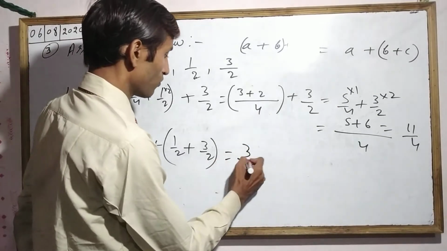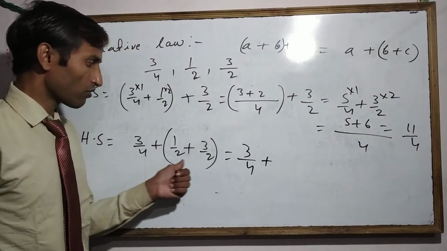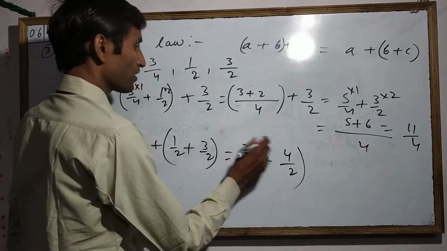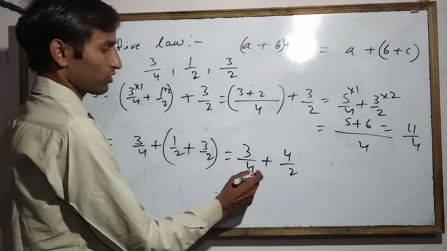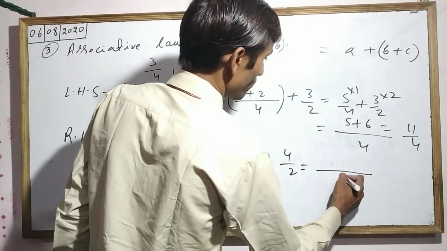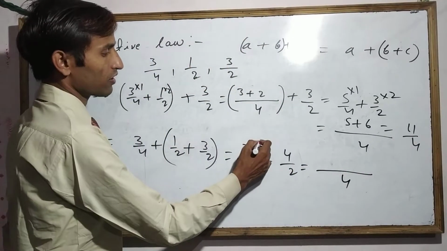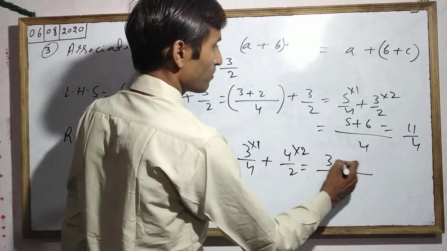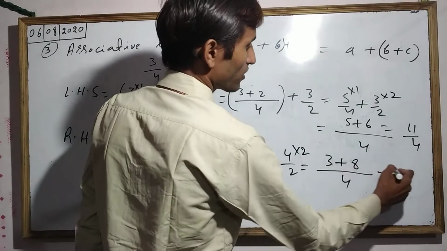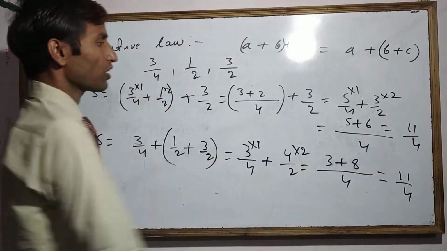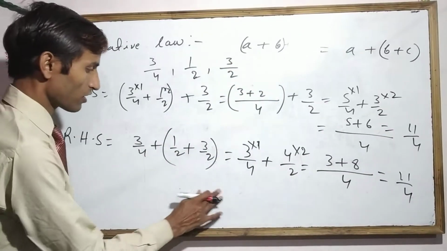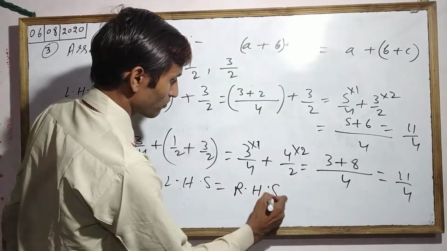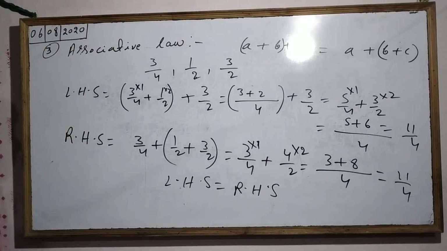So 3 upon 4, and since the denominators of the other two are equal, we can directly add them, so 4 upon 2 will come. After that we have to add both. For that we take the LCM, which will be 4. There will be no multiplication for the first one, and for the second, 2 times 2 is 4, so we multiply by 2. So 3 plus 8, you add here 3 plus 8, you will get 11 upon 4. So both LHS and RHS are equal. Lastly, you can say LHS is equal to RHS, which means it follows the associative law.